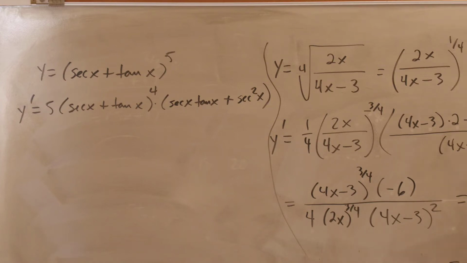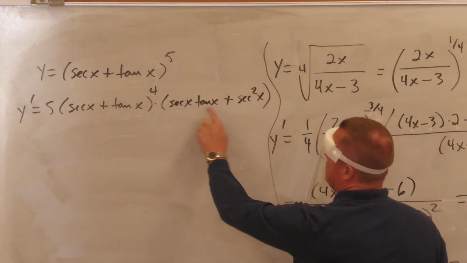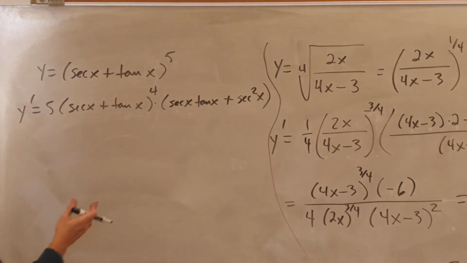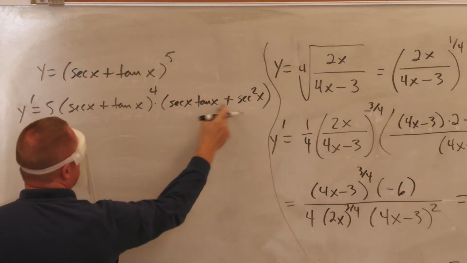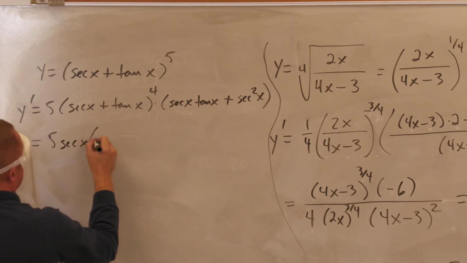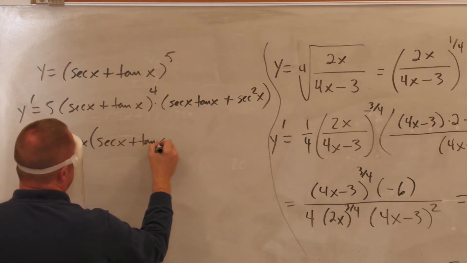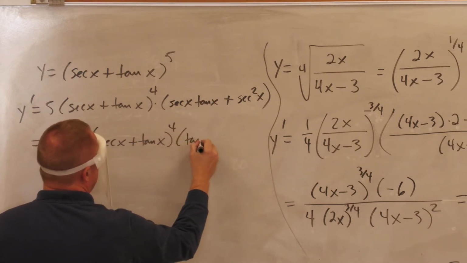Only thing there, to write the answer in a factored form, you could take a secant out of these two and just write it up here in the front. I would be fine with that answer on a test, but if you're doing my math lab, they may want it factored. So all you have to do is take secant out of these two. So you would have 5 secant x, and then you would have secant x plus tangent x to the 4th. And then here it would just leave you with tangent x.